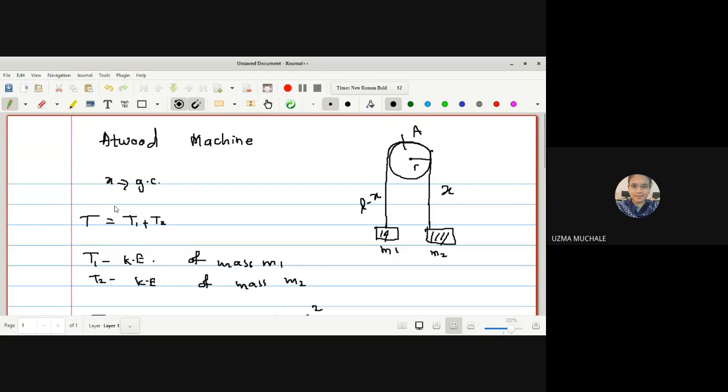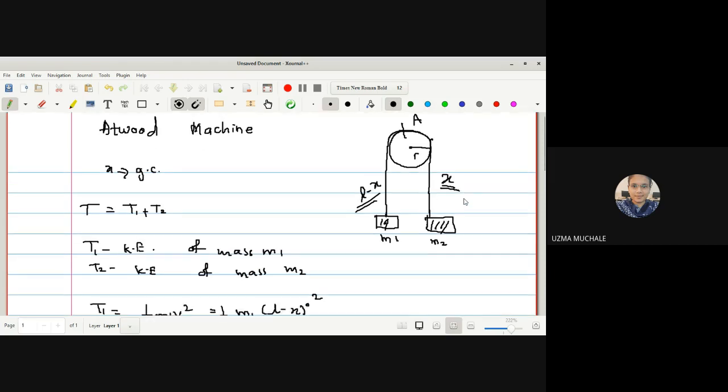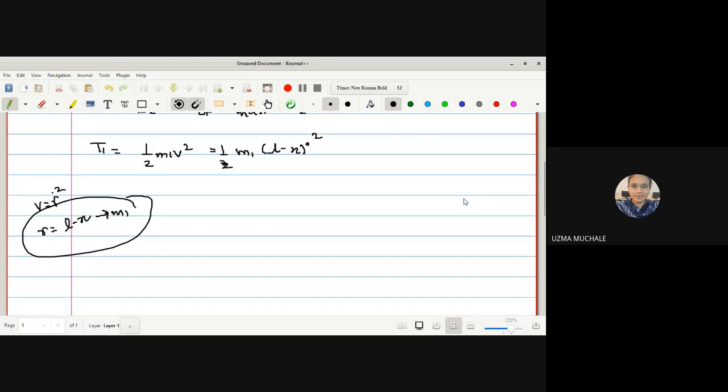वेलॉसिटी कसं फाइंड आउट करतो आपण? पोझिशन वेक्टरचा डेरिव्हेटिव्ह घेतो ना. What is a position vector for m1? L minus x is a position vector for L1, and for m2 the position vector is your x, correct? So here if you want to take a derivative, T1 is equal to 1 upon 2 m1 derivative, that is, derivative of L is 0, derivative of x is x dot, and this is square, so I can write this as x dot square, so T1 is 1 upon 2 m1 x dot square.